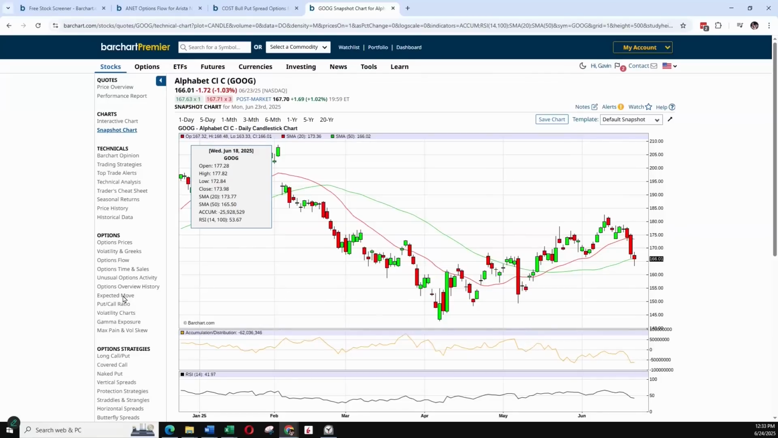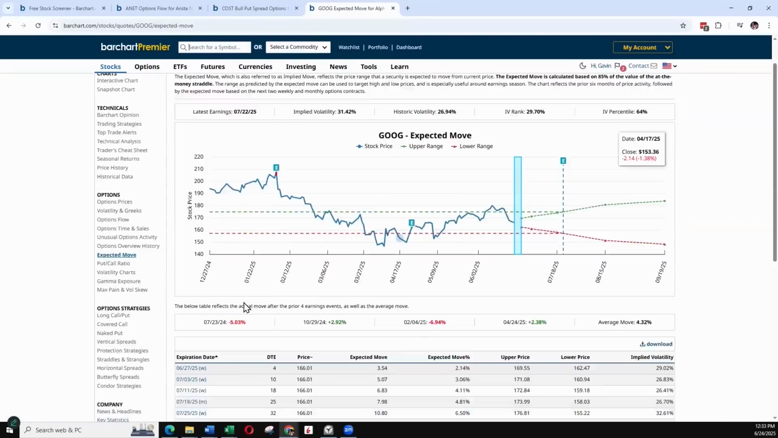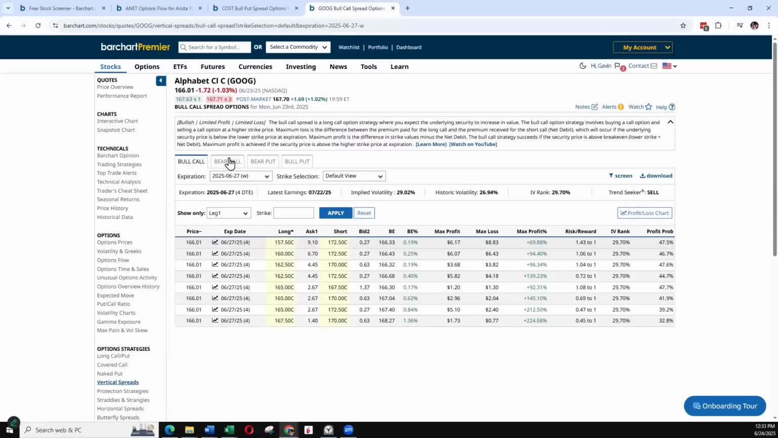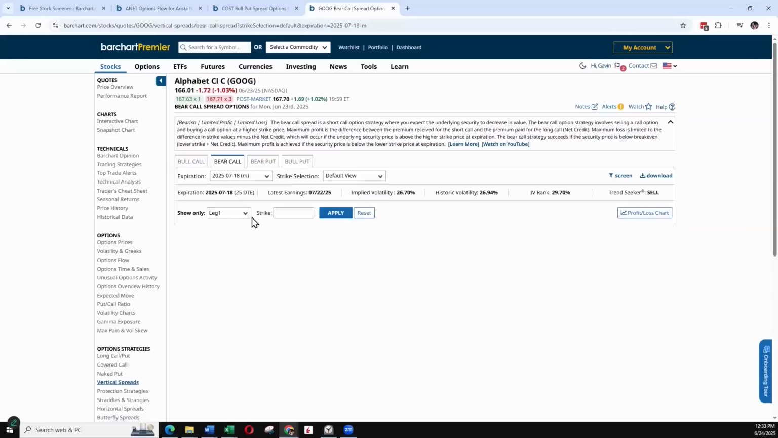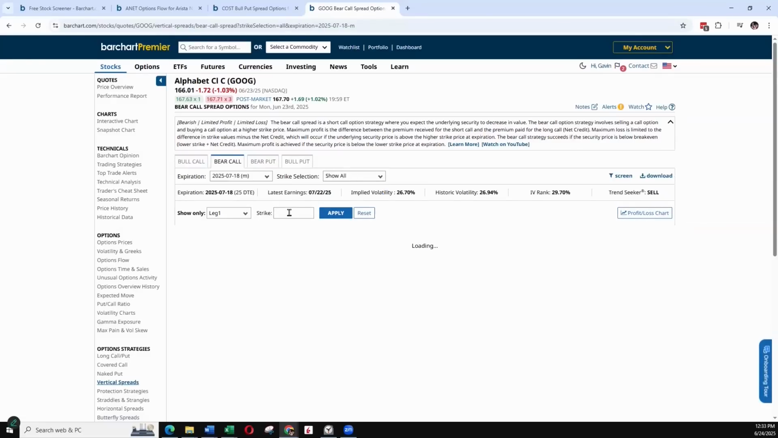Let's take a look at our expected move. And we want to go with that July monthly expiration because we know that's going to be before earnings. The upper price range in this case is about 174. So we want to make sure we put our short strike above 174. So let's go to our vertical spreads. And the bear call spreads, change our expiration. And again, our closest short strike that we're getting is 170. So we're going to just switch to show all.